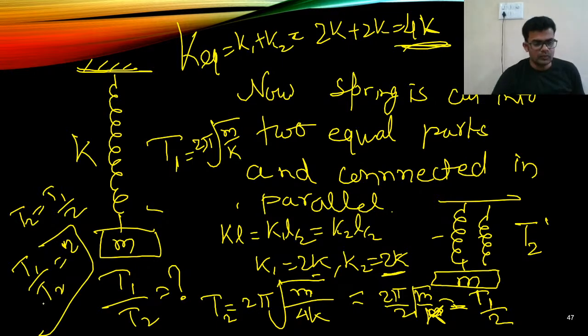So that's all. Very simple question. You just need to understand it properly. Just remember the formula: T is equal to 2 pi under root of M by K equivalent.